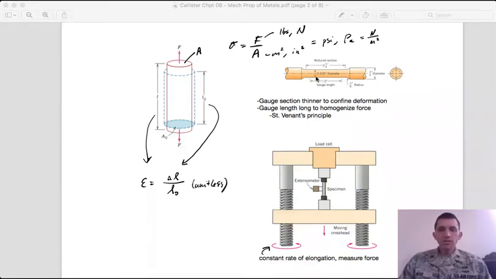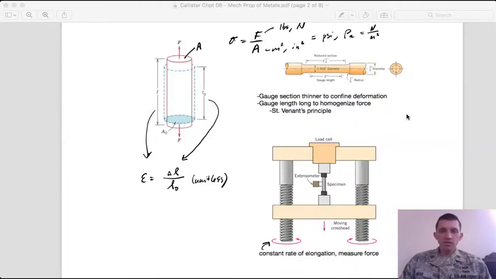So you're going to make this section, what we call the gauge section, thinner to confine the deformation there, because a thinner cross section is going to resist a lower force. And so if you apply the same force along the whole sample, the stress is going to be highest here where the cross-sectional area is the thinnest.